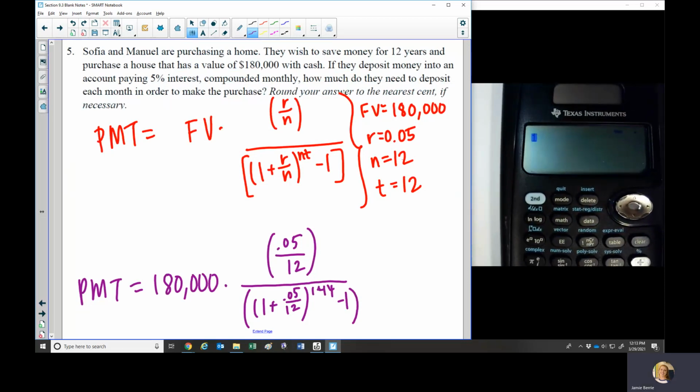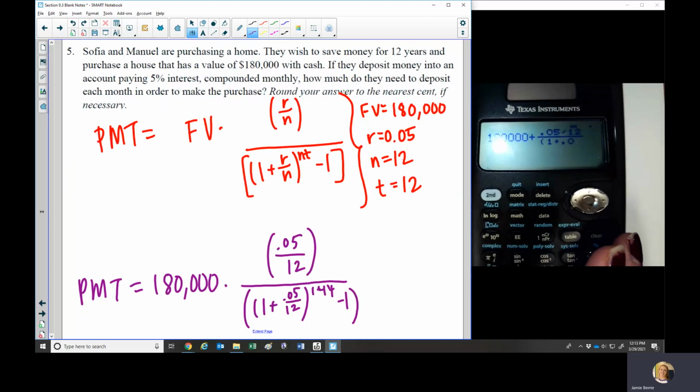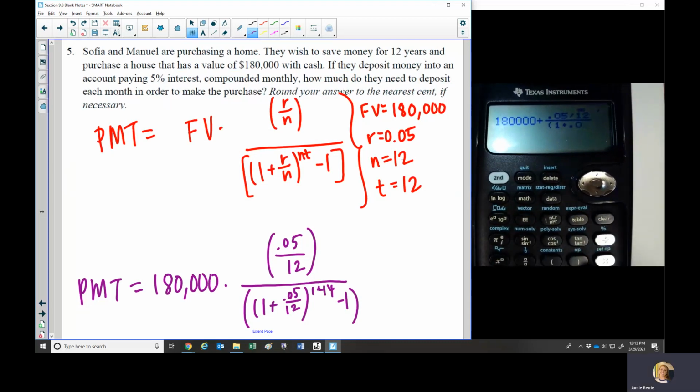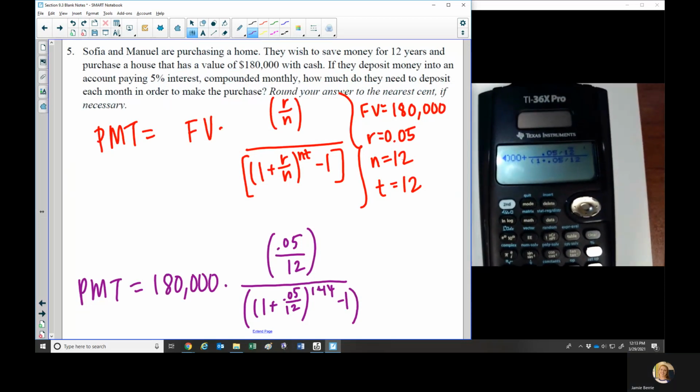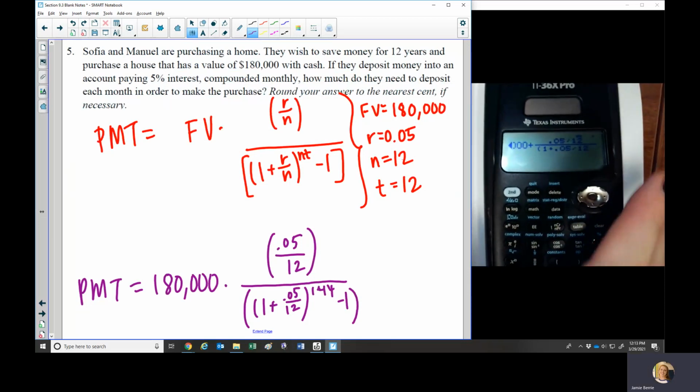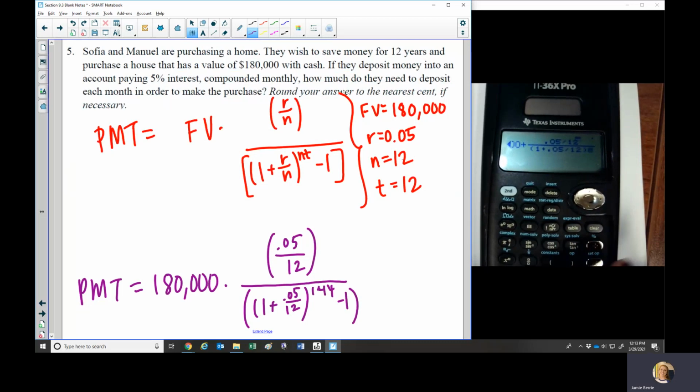All right, so we have 180,000 times fraction button 0.05 over 12 divided by parentheses 1 plus 0.05 over 12. Sorry, it's kind of hard to see. That's a little better. It's really annoying me that you can't read that. Okay. Close parentheses. Raised to the 144th power. Get out of the exponent. Minus 1.